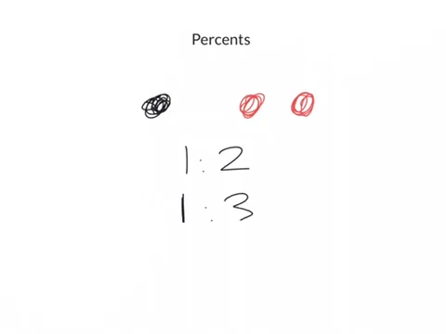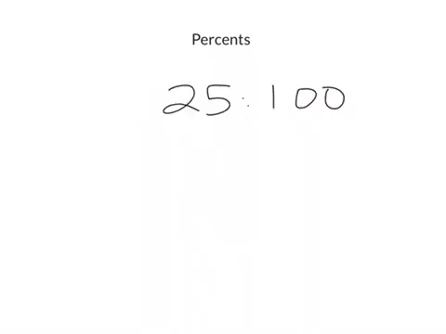Now, percents is basically comparing a part-to-whole ratio that has 100 equal parts to it. Let me give you an example. Are you guys able to read this ratio? This is 25 to 100. That's the ratio. It could also be written as 25 out of 100 parts. So the 100 would be the whole.